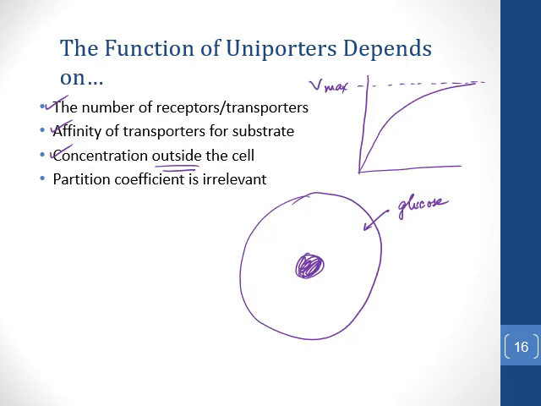And the other thing we know about these glucose uniporters is that the partition coefficient is irrelevant. And again, it's irrelevant, as we already said, because the molecule is not soluble in the membrane, which means the only way it can get across is to use a transporter. And that, of course, means that we can essentially ignore the partition coefficient.